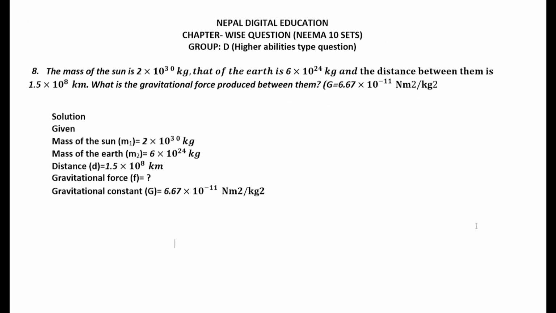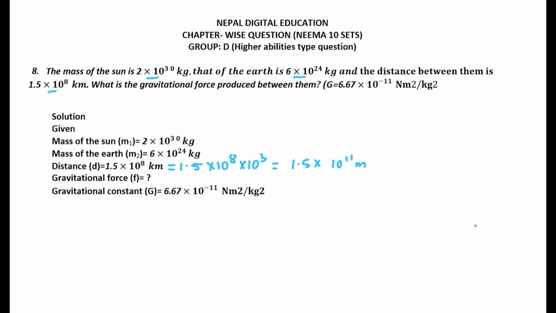Yes, let us look at problem 8. The mass of the sun is 2 into 10 to the power 30 kg. That of the earth is 6 into 10 to the power 24 kg. And the distance between them is 1.5 into 10 to the power 8 kilometer. So first of all, change this into meter: 1.5 into 10 to the power 8 into 10 to the power 3. So it becomes 1.5 into 10 to the power 11 meter.